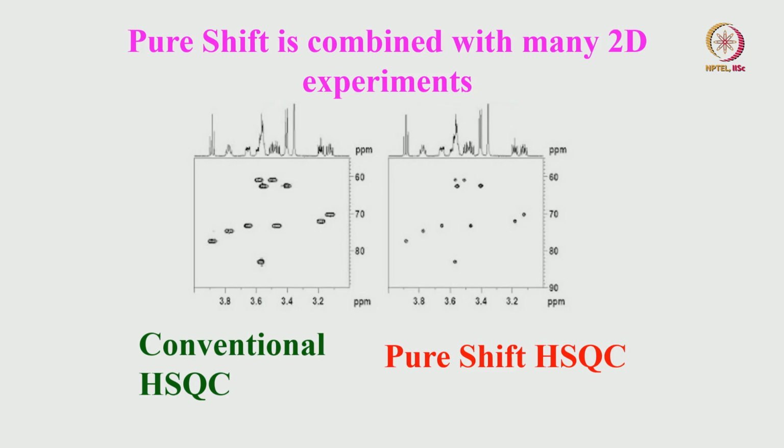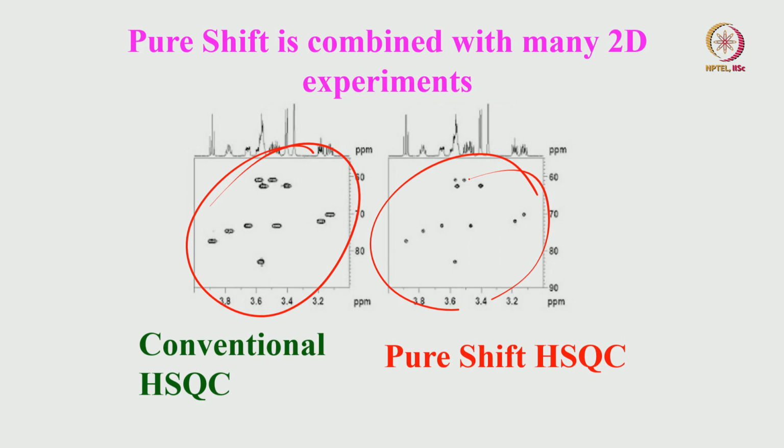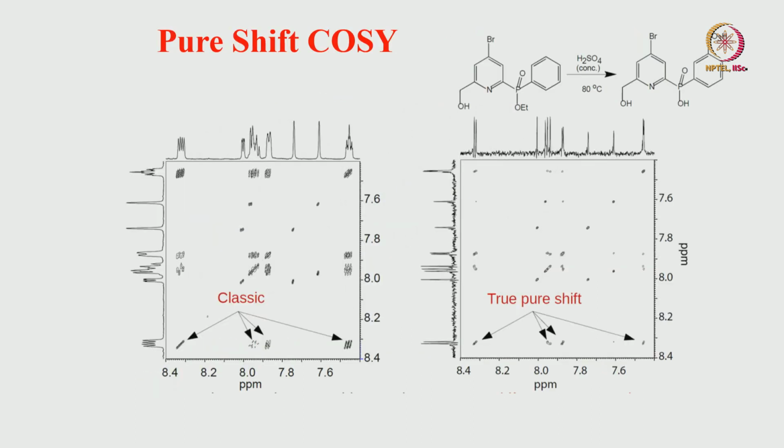But all these pure shift experiments also come as a blend with 2D experiments. For example, I can have pure shift COSY, pure shift TOCSY, pure shift HSQC, pure shift ROESY, pure shift NOESY, pure shift DOSY, all these experiments are possible. Simple to show, this is a pure shift HSQC experiment. This is HSQC. See the line broadening coming because of coupling. This is pure shift. See the sharpness of the lines. And look at this one. This is a pure shift COSY. Look at the multiplicity pattern here and here. It is a blend of two pulse sequences, and combining them you get a pure shift COSY experiment.